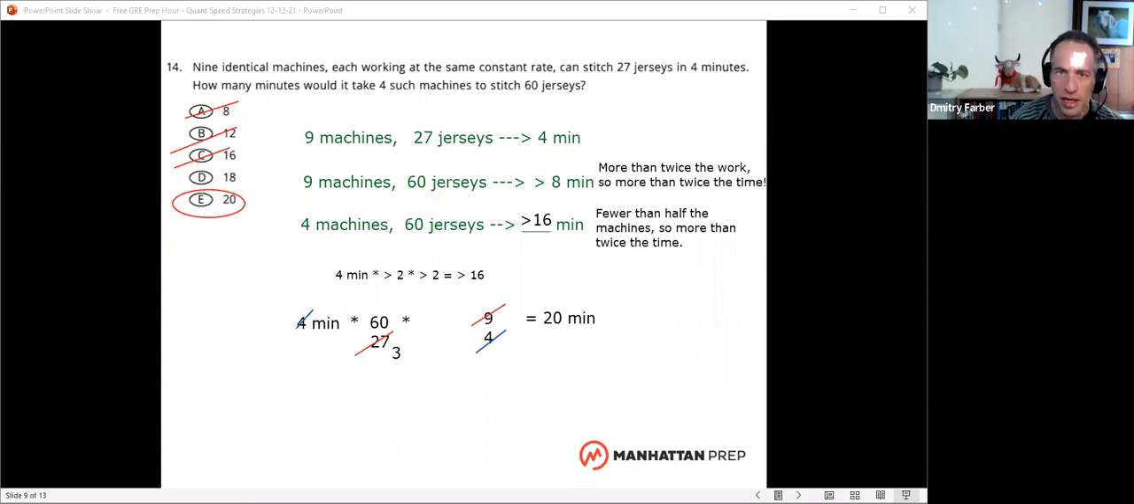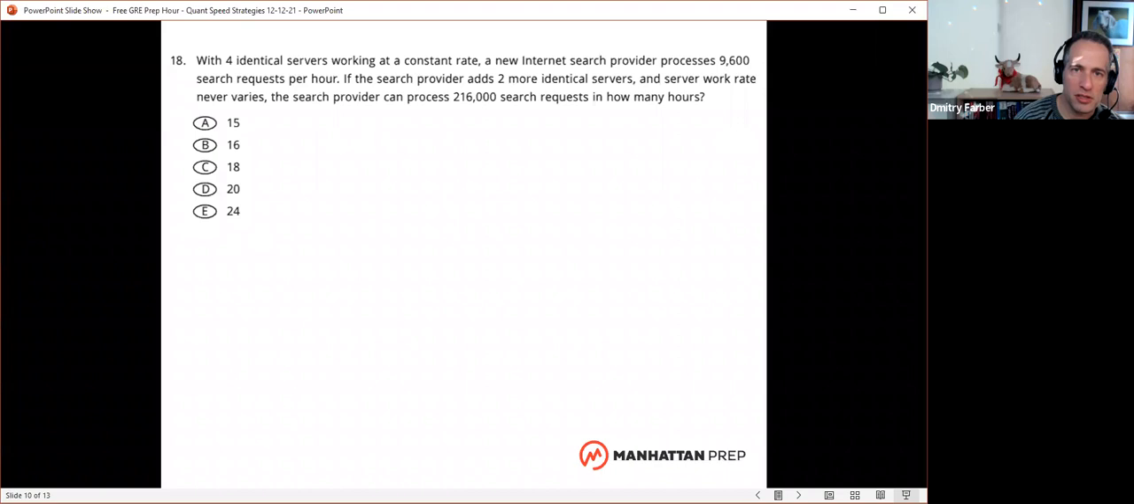Okay, let's try another problem that involves rates. Similar kind of reasoning that you can do, slightly different setup. Give this a try.